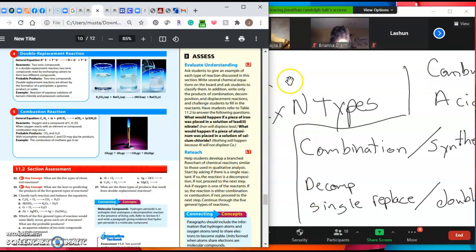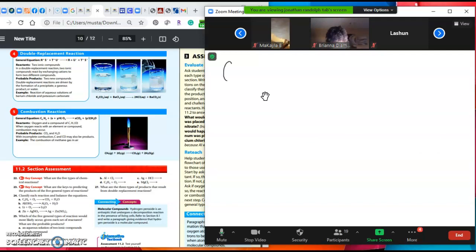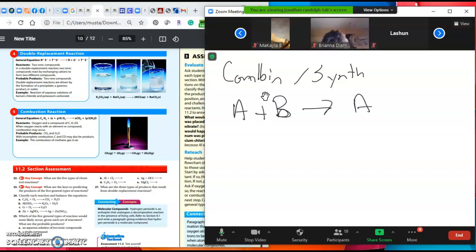And so the way that we define these, let me make sure that I can give you all a clear view of these. So the first type that we need to discuss, combination, combination synthesis. You have A plus B yielding AB. Okay? So A plus B yields for you AB.